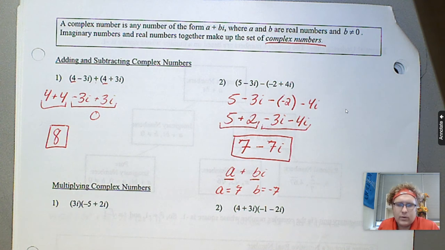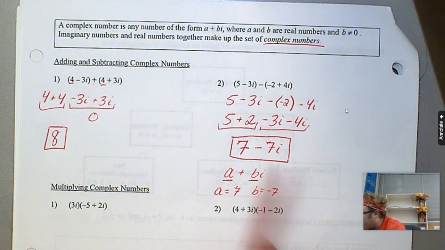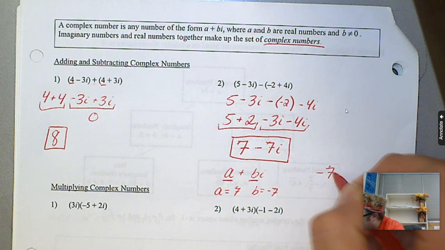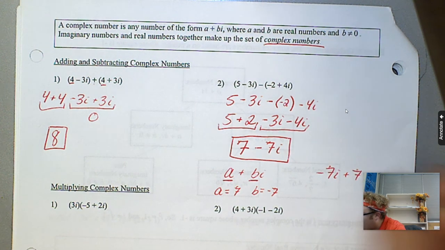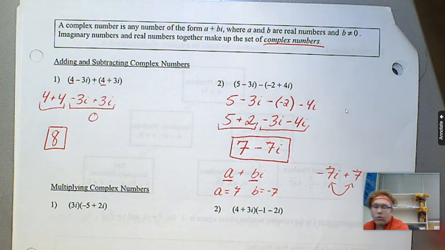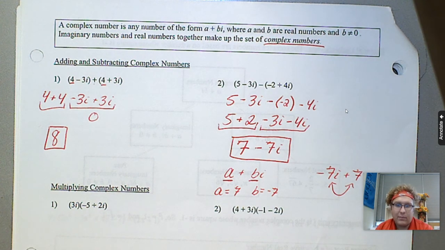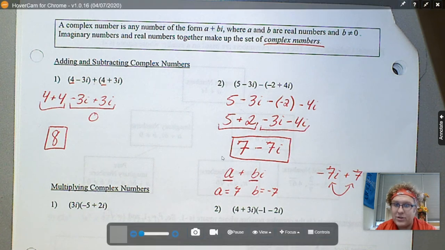You would also just want to make sure that if, during all your work, your answer ended up as negative 7i plus 7, you would reverse that order right before you end the problem. Okay? Turn to the next slide, and I'm going to do some of the multiplication examples with you.